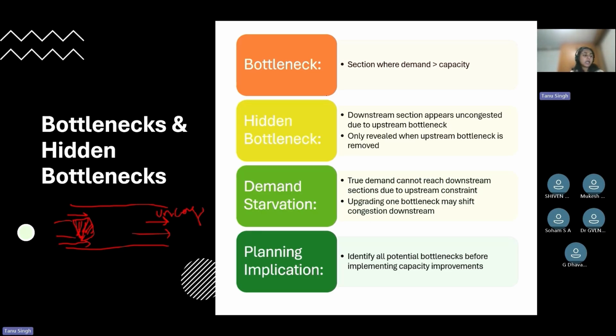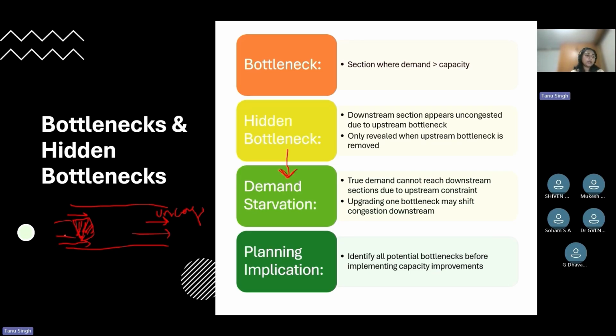Then comes demand starvation, when true demand cannot reach a downstream section because the upstream bottleneck restricts the flow. So this hidden bottleneck leads to demand starvation. That is, the true demand cannot reach the section due to some constraint happening here. So in traffic planning, simply improving one bottleneck may shift congestion to another section downstream.